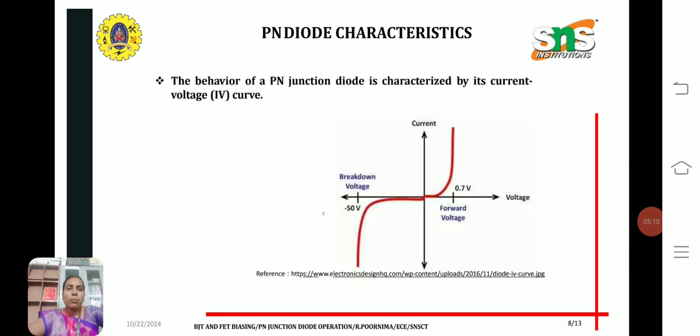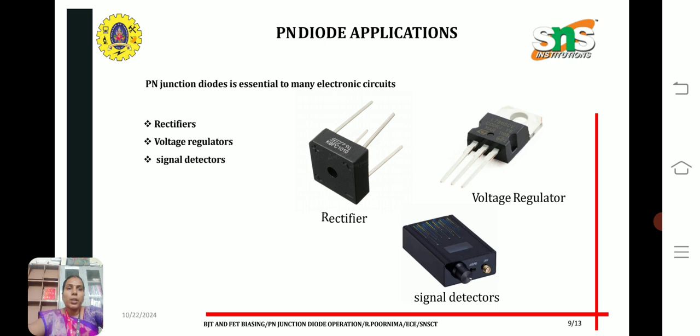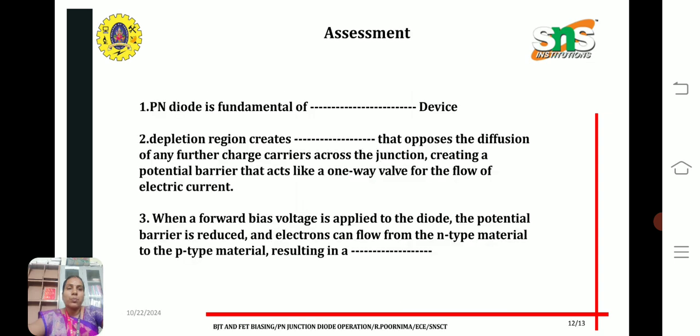The behavior of a PN junction diode is characterized by its current-voltage curve. The characteristics are shown here, where at a forward voltage of 0.7 volt we get the maximum forward current, and in reverse bias at the breakdown voltage we get minus 50 volt. And applications of the PN junction diode: it is used in rectifiers, voltage regulators and signal detectors at high frequencies.